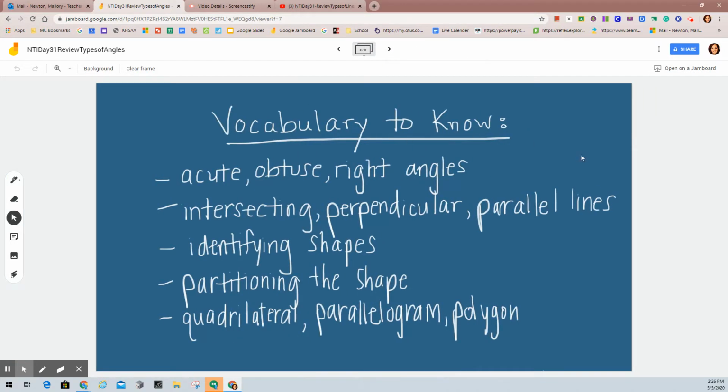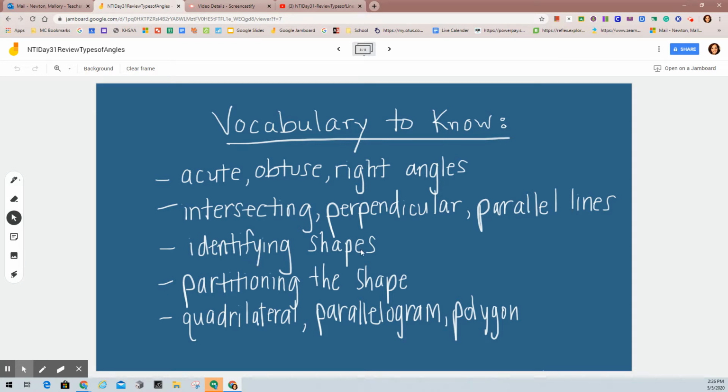So some vocabulary that you're going to need to know for tomorrow. You're going to have to know the different types of angles that we went over. You're going to have to know intersecting, perpendicular, and parallel lines and identify them in different shapes. Remember, intersecting is acute and obtuse angles. They intersect and make a V. Perpendicular lines, they intersect and they make a 90-degree angle. So those will be in your rectangles, your squares, your right triangles. Parallel lines, they go on and on forever, but they never ever meet.